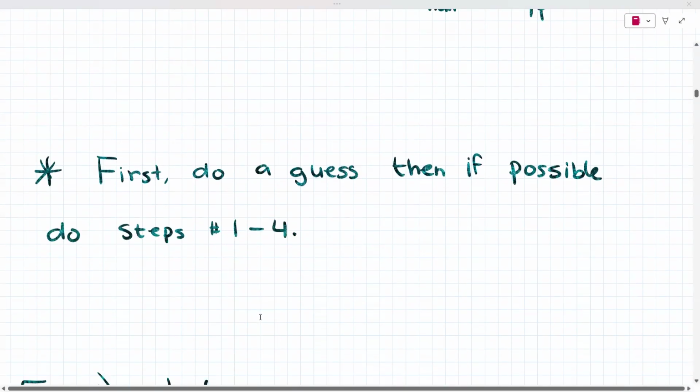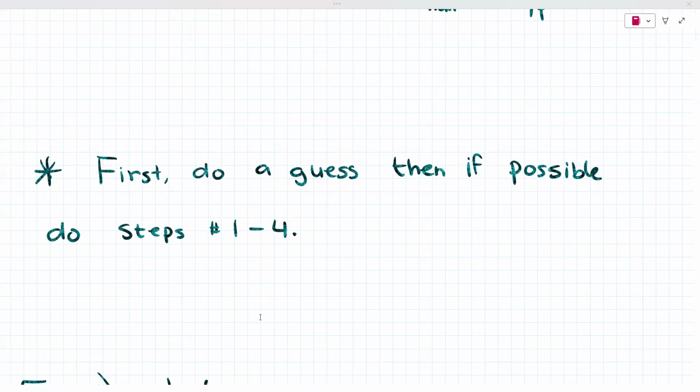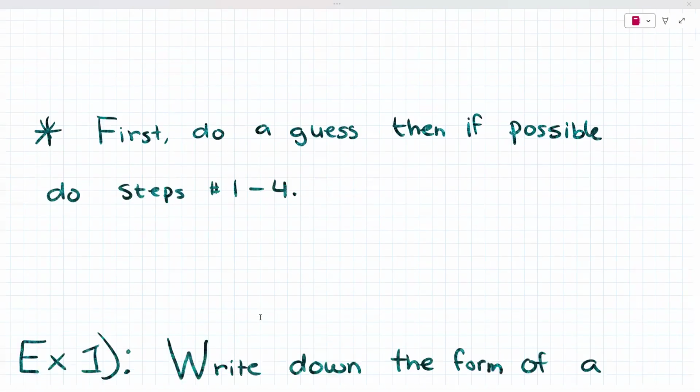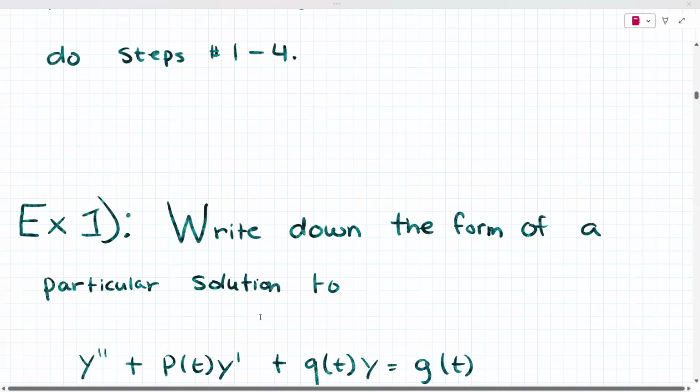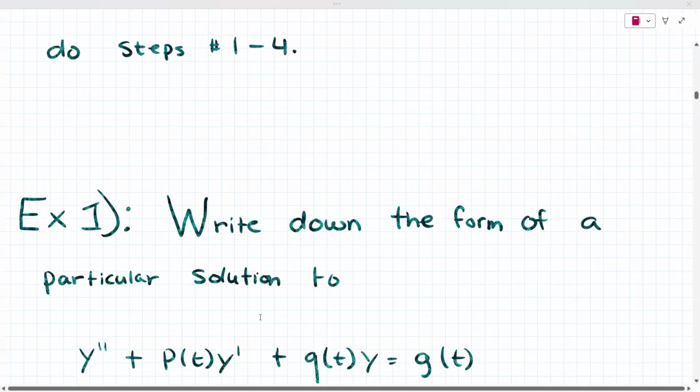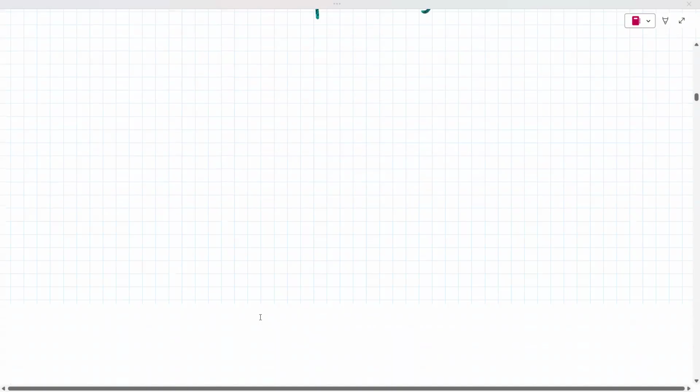So let's start making guesses. We're not going to actually find the solution for it. Let's just make a guess. First, do a guess if possible, or do steps one through four. So example 1 says write down the form of a particular solution of this.